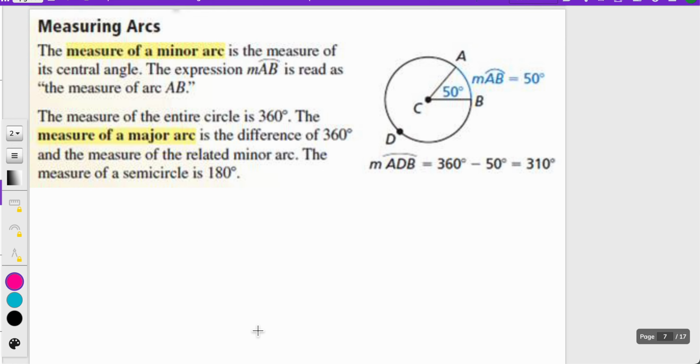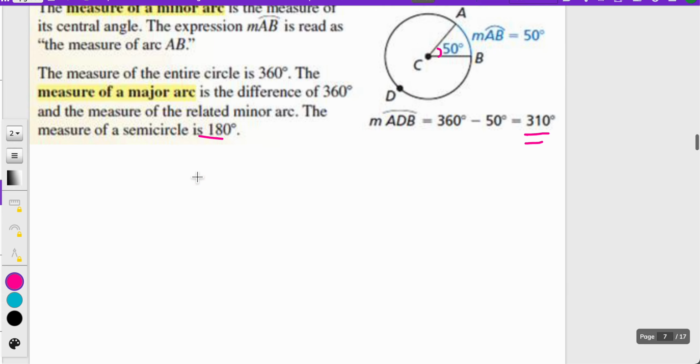Measuring arcs. The measure of a minor arc is the measure of its central angle. So for instance, the measure of arc AB is just the degree measurement of angle ACB. But if you want a major arc, then you would take 360 and subtract the minor arc. So in this case, my major arc's measurement of ADB will be 360 minus 50, which is 310 degrees. All semicircles are going to measure 180 degrees. So that's pretty simple information here.